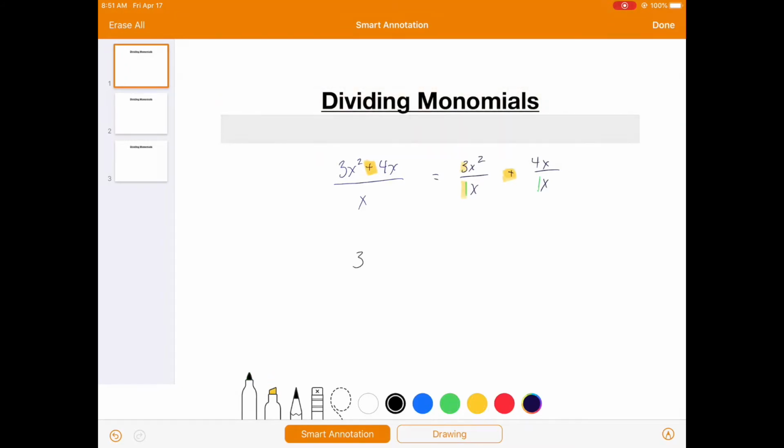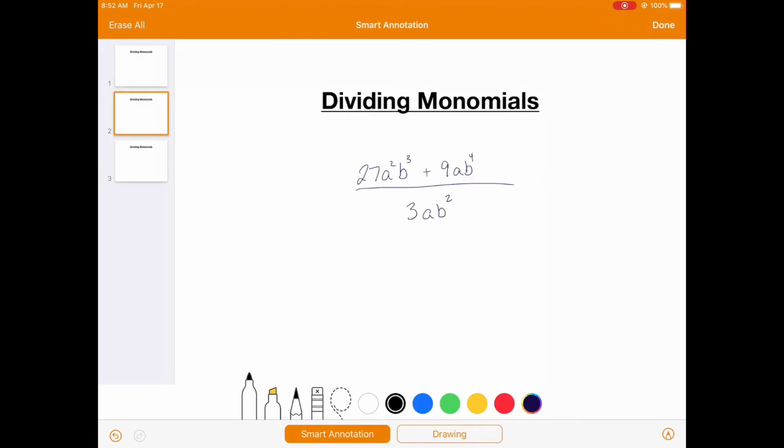And then our exponents are just being subtracted. So x to the second power and x to the first power, 2 minus 1 is 1, so it's just 3x. And then we do the same thing for this next term. We have 4 divided by 1, which is just 4, and x divided by x is 1. You don't have to write anything there. If you were to write something, it would just be 4 times 1, which simplifies to 3x plus 4, and that is your answer.